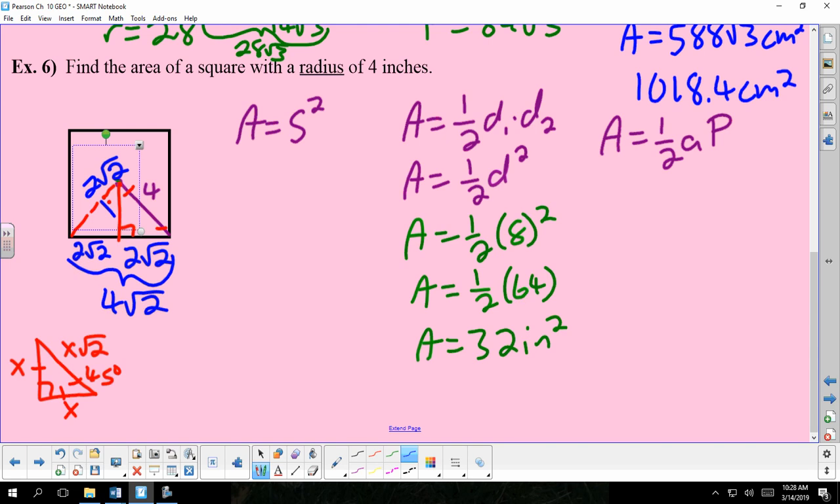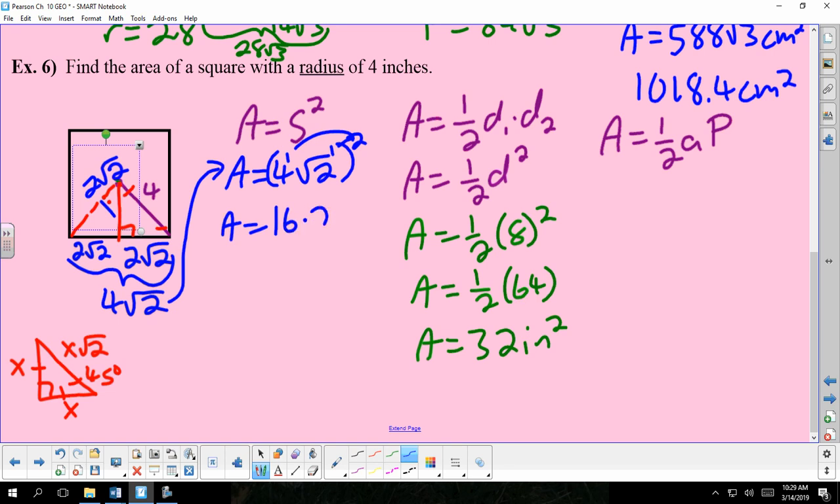So now I have a side length of a square, and I could use this method here, 4 root 2 squared. Remember how those exponents work? We're going to square the 4. Those are both to the first power. Remember, raising a power to a power, we multiply those. So we end up with 4 squared, which is 16, and the square root of 2 squared, which is just 2. For our area, again, should be no surprise, 32 inches squared.